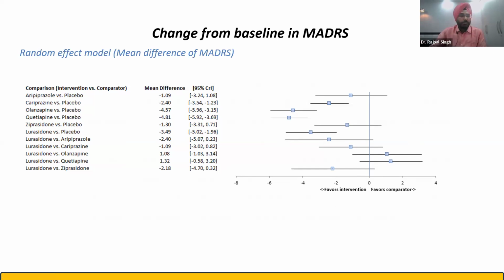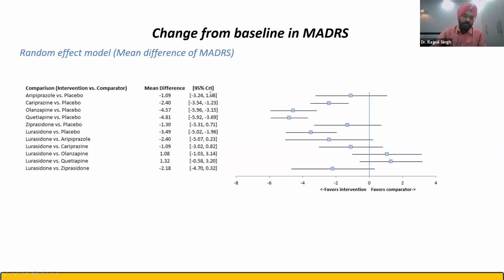Aripiprazole is offering 1.09 more change from baseline MADRS as compared to placebo. If placebo was offering a reduction of 10, aripiprazole was offering 11.09, meaning 1.09 more reduction in this specific outcome versus placebo. And these are the 95% CrI.